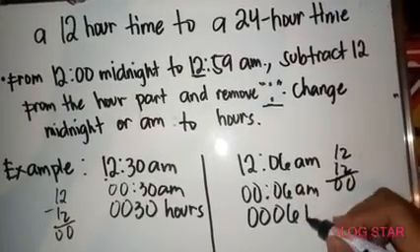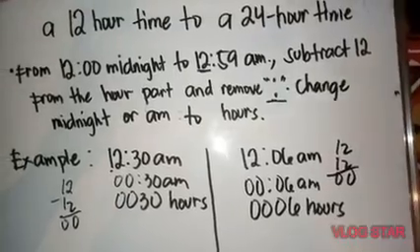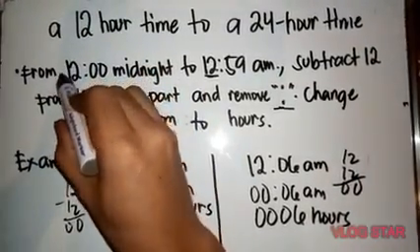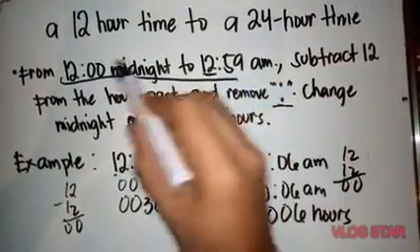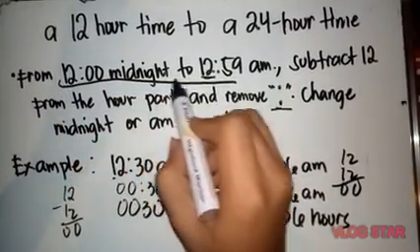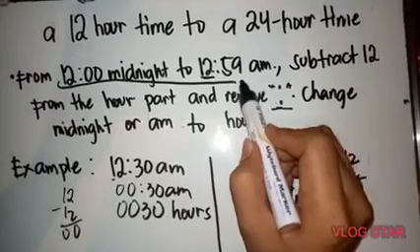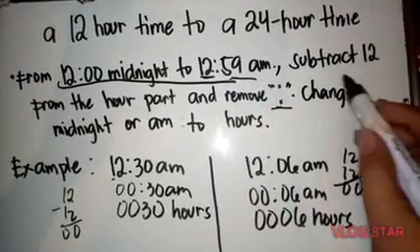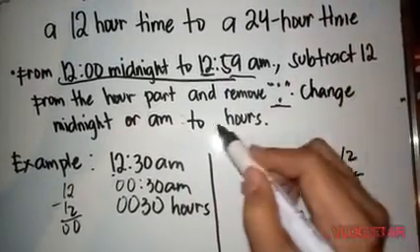Then insert hours. So that's how we do it, but we need to consider this one. It must be 12 midnight to 12:59 a.m. in order for you to use this.